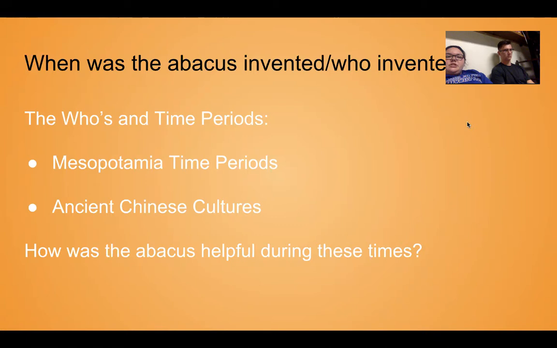As I was researching this topic, I came across the question of why the abacus was helpful during this time. During this time, the abacus was used by vendors and shopkeepers and even school kids while they were counting, trying to keep track of things, and learning about numbers.